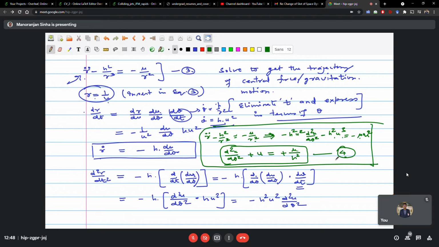And then the general solution of this linear second order differential equation can be applied to this. So earlier it was in a non-linear form. Equation 3 is a non-linear second order differential equation, while equation 4 is a linear second order differential equation. And now this can be solved easily. Mu by h square, we are writing.